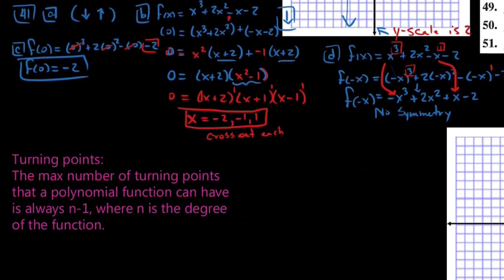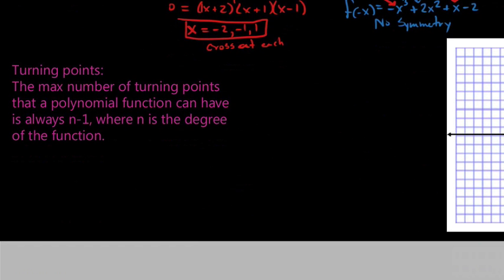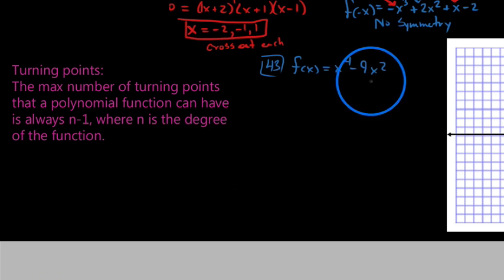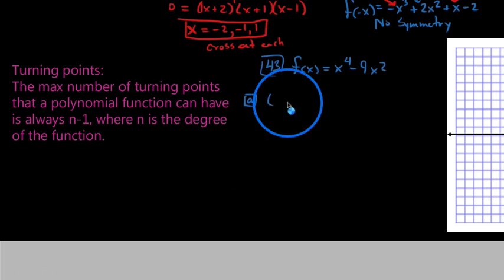So as we take a look at 43, we have f of x equals x to the 4th minus 9x squared. Let's go through this one a little bit more quickly. Starting with end behavior, what would our right side behavior be if we have a positive leading coefficient? Because it is positive, we'd have rising. And because our degree is even, it'd have to be the same on the left.